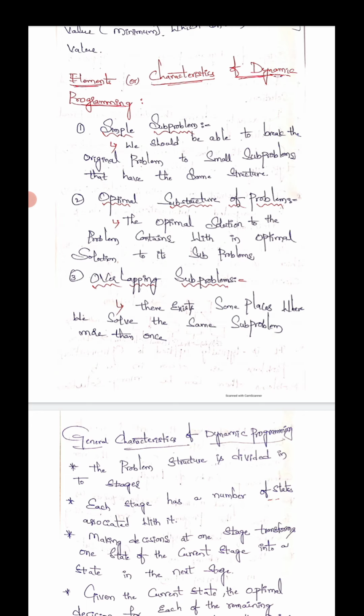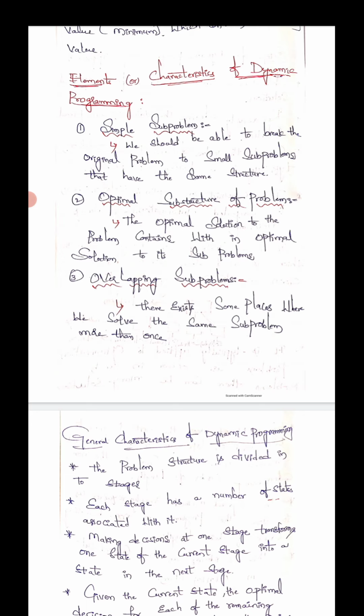We need to divide the problem into stages. Each stage has a number of states associated with it. We make some decisions at one stage, which transform one state of the current stage into a state in the next stage.